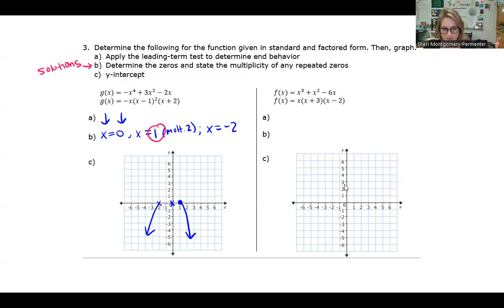So I know that this one bounces. And then these 2 go through. So my graph ends up looking something like that.